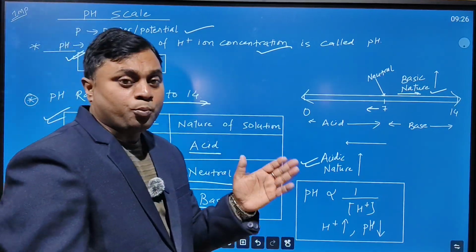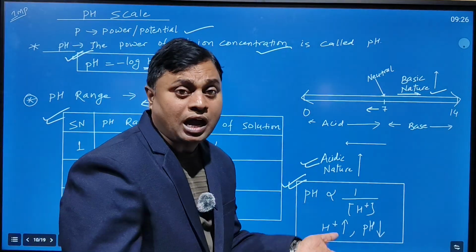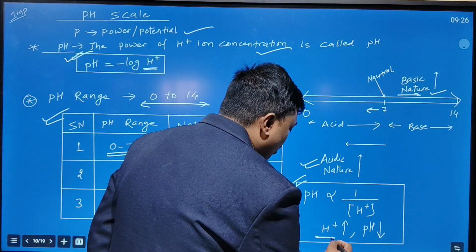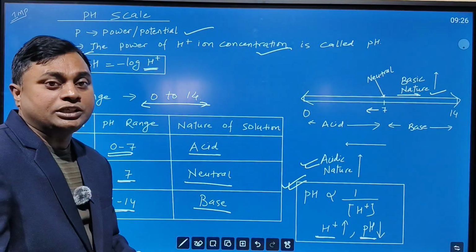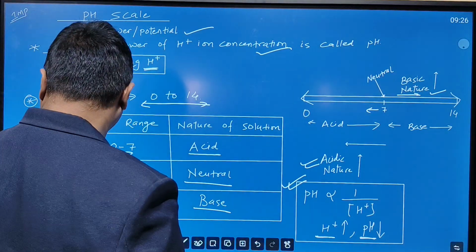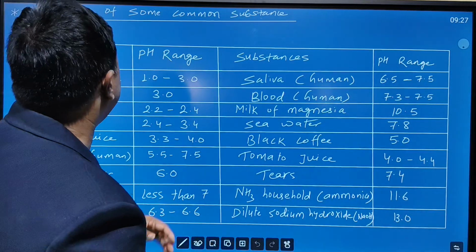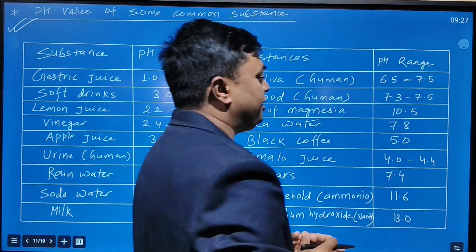One more point you should remember, pH is inversely proportional to the hydrogen ion concentration. It means if hydrogen ion concentration is more, pH is less. One question is generally asked in the board exam based on this. We will take the questions also. First we will see the pH value of some common substances which are used in everyday life.